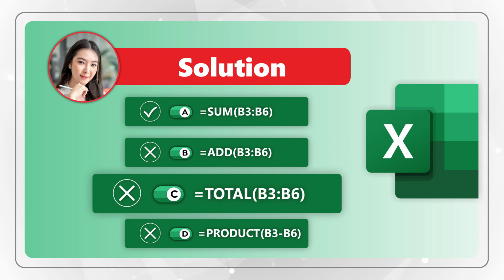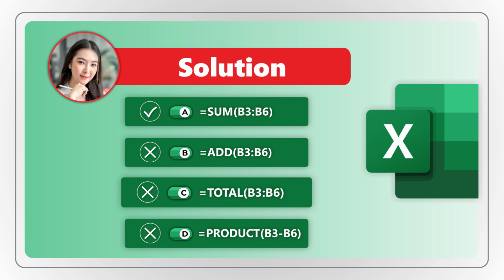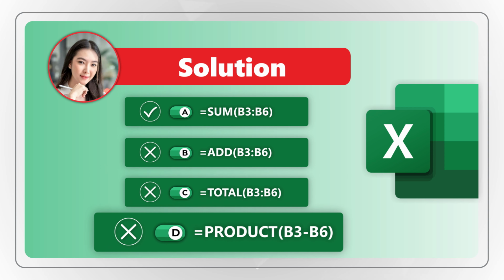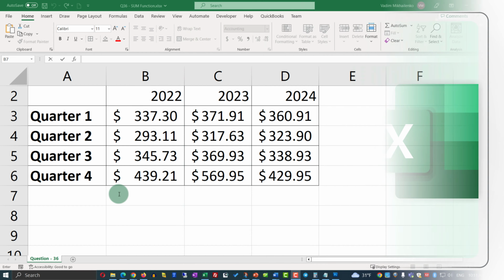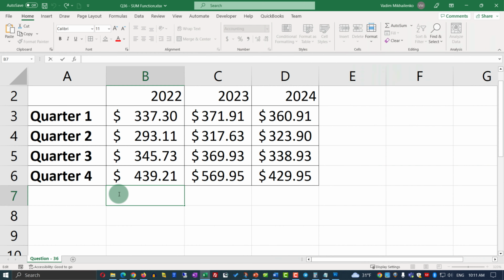Option C, total B3 through B6, is also not a valid Excel formula. And choice D, product B3 minus B6, will multiply the values in the range B3 through B6 together, and it will not give you the total sales for 2022. In fact, if you look at choice D, the value supplied is not even a range.